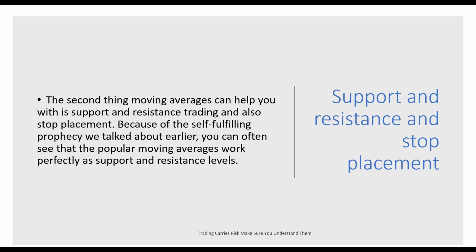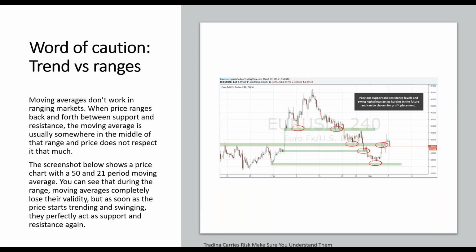We can also use moving averages as support and resistance lines. It's supporting price when it's above, resisting price when it breaks below. So it's another way of placing support and resistance lines. But the thing we have to remember is moving averages don't work in ranging markets.